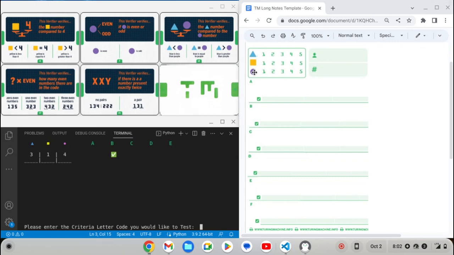So let's go ahead and type that up in our notes for section B. And that is that circle is an even digit. And since it is even, that means we can cross out all of the odds for circle. So let's cross out 1, 3, and 5. The next thing I think I'd like to test is criteria card E.